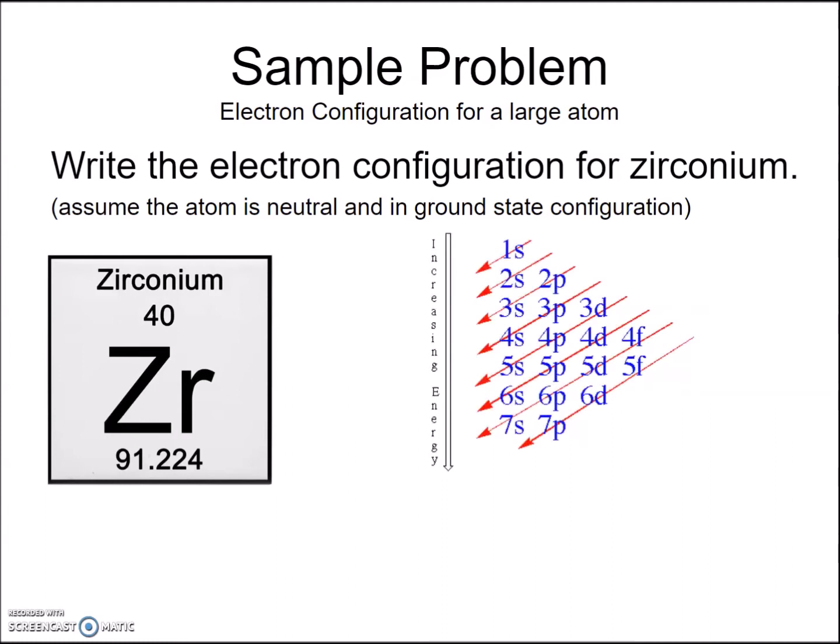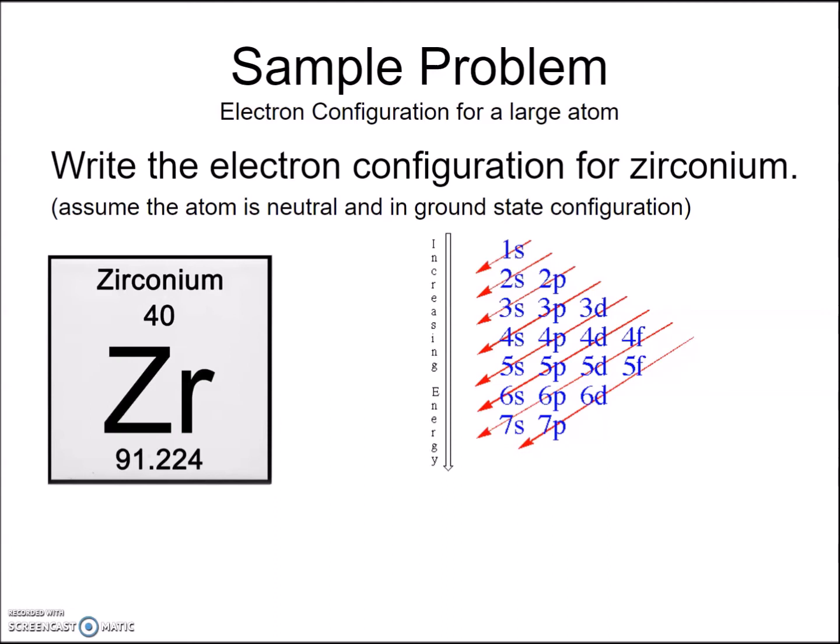Remember the order of filling the sublevels. 1s, 2s, 2p, then 3s, 3p, then 4s, then 3d, 4p, 5s, then 4d. Of course, you notice that zirconium is in the D block on the periodic table. It's in the second row of the D block. So think of which principal energy levels can have D sublevels, so third principal energy level or higher. Well, we're in the second row of the D block, so we're at the second principal energy level that has a D sublevel. That's the fourth principal energy level.